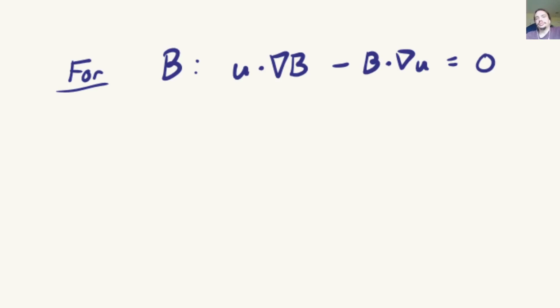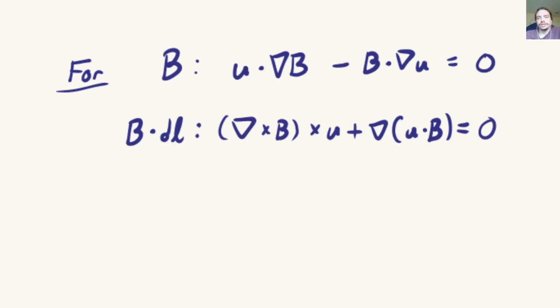U is an infinitesimal symmetry of the vector field B when u dot grad B minus B dot grad U is 0. U is an infinitesimal symmetry of the one form, B dot dl, if curl of B cross U plus grad of U dot B is 0. This is totally different. We have a new notion of symmetry when we go from thinking of B as a vector field to thinking of B as a one form.